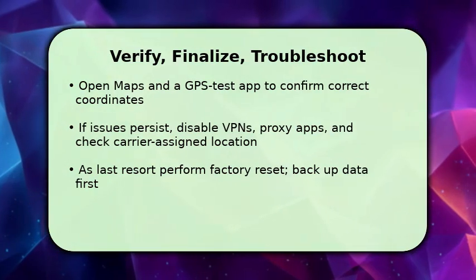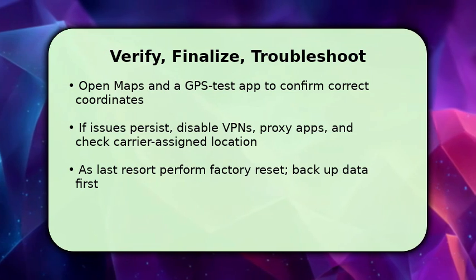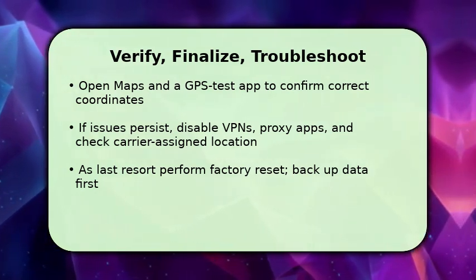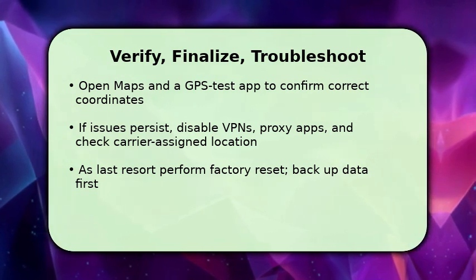Make sure any VPNs or network proxies are disabled because they can route or mask location data, and check that no companion apps on wearables are forcing coordinates.